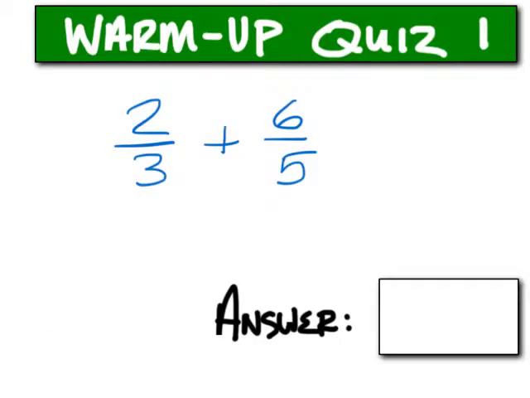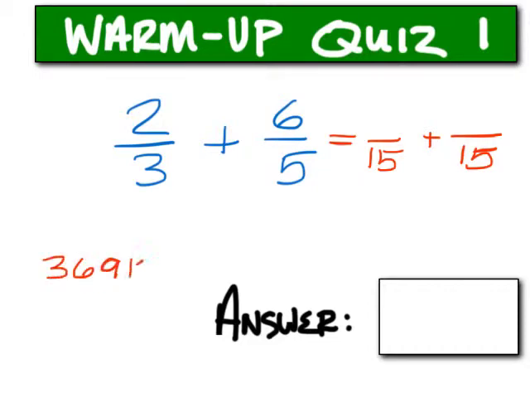Warm up number 1, 2/3 plus 6 over 5. Express your answer as an improper fraction or a proper fraction as needed. No mixed numbers. To get the answer for this one, you must find a common denominator. And the common denominator in this case is going to be 15, and here is why.